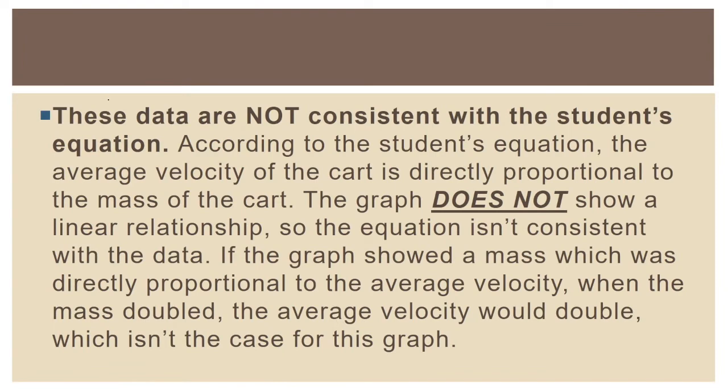The answer should be these data are not consistent with the student's equation. According to the student's equation, the average velocity of the cart is directly proportional to the mass of the cart. The graph does not show a linear relationship, so the equation isn't consistent with the data. If the graph showed a mass which was directly proportional to the average velocity, when the mass is doubled, the average velocity would double, which isn't the case for this graph.